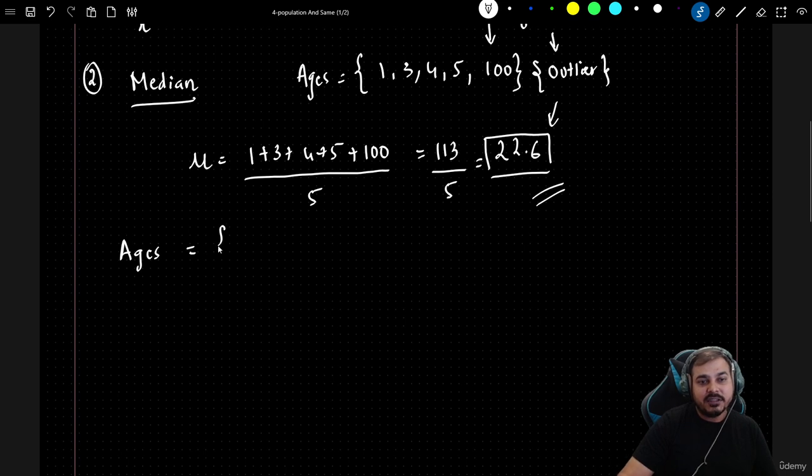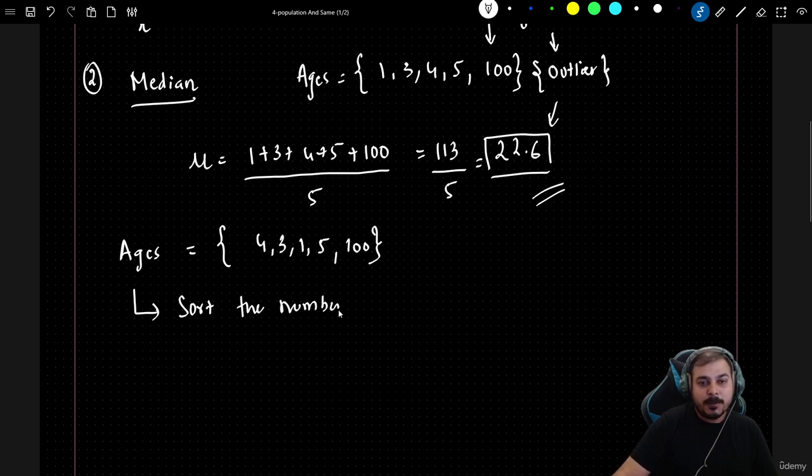Suppose I have these ages. Let's consider I've jumbled all these ages. So suppose I write 4, 3, 1, 5, 100, right? Now the first step in finding the median is to sort the numbers. Okay, so I'm just going to sort the numbers. After sorting, the numbers will look like 1, 3, 4, 5, 100, right?